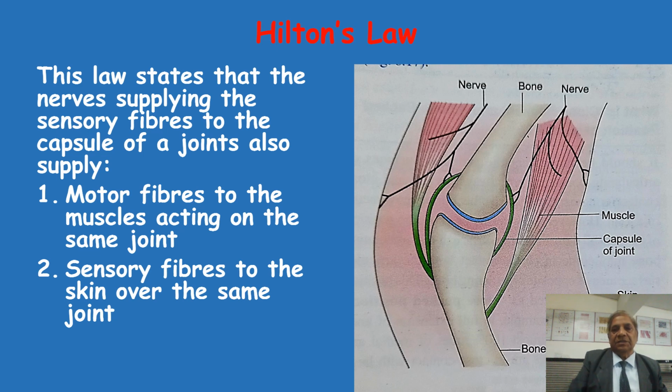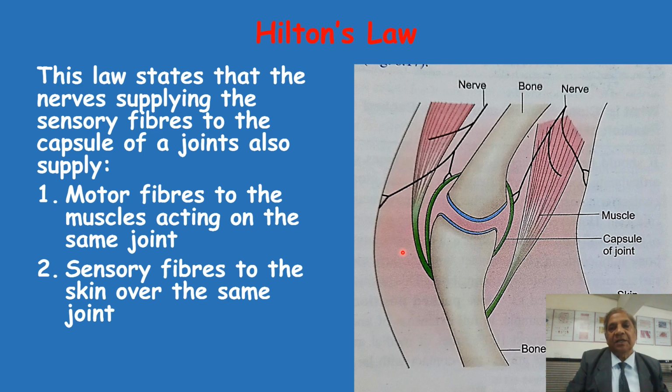Before we come to Hilton's law, let us see this adjacent diagram. In this diagram, a joint is shown. These are the articulating bones which are joined with each other by this green colored capsule. The pointer is moving on the capsule of the joint. In a similar way, there will also be the ligaments of the joint. Then these are the muscles of one group. For example, if it is a flexor muscle, the opposite muscles are the extensors. The other muscles will also be there, abductors or adductors or rotators.